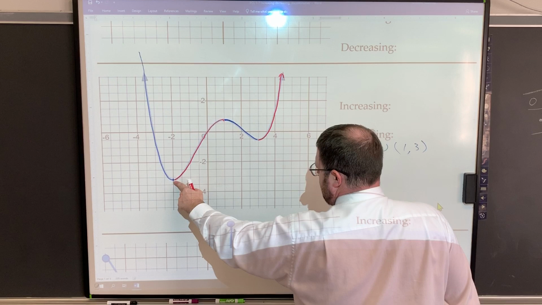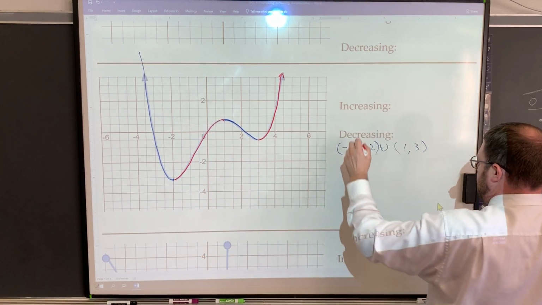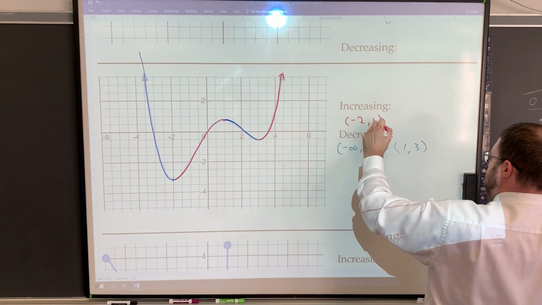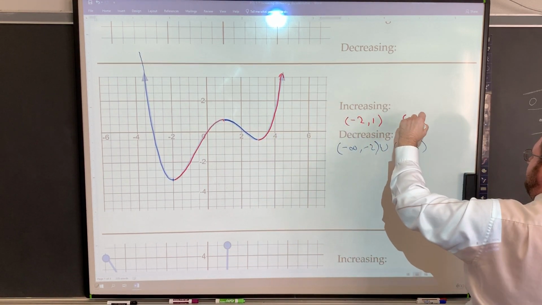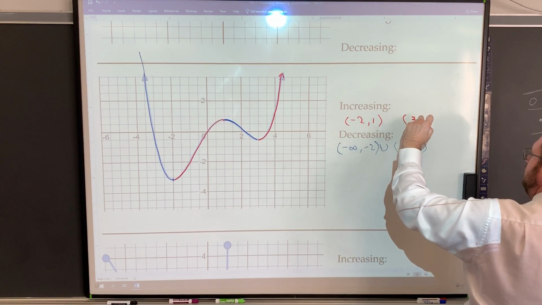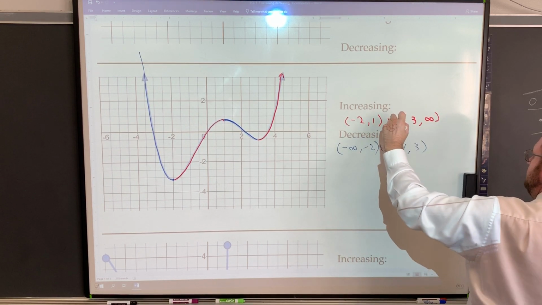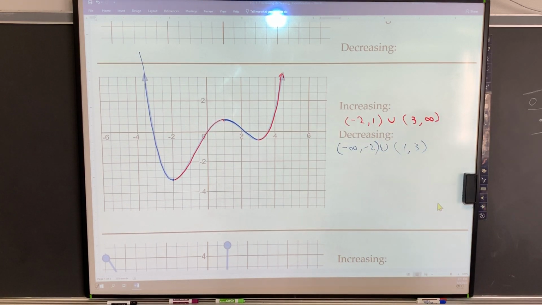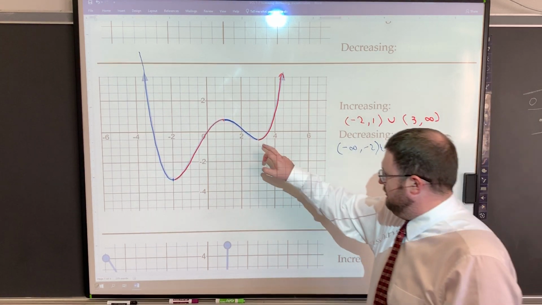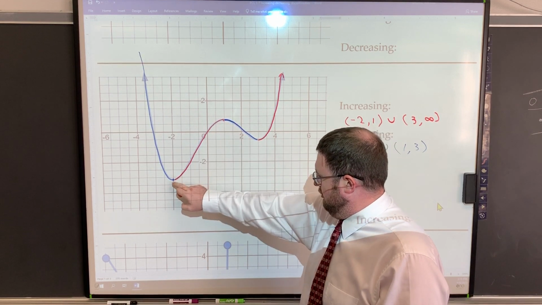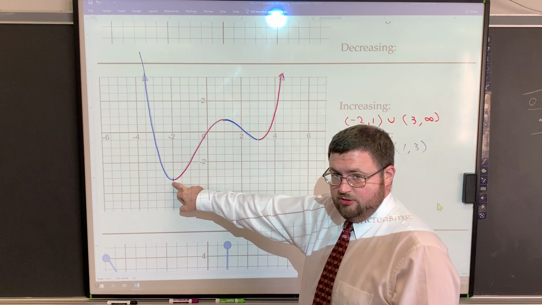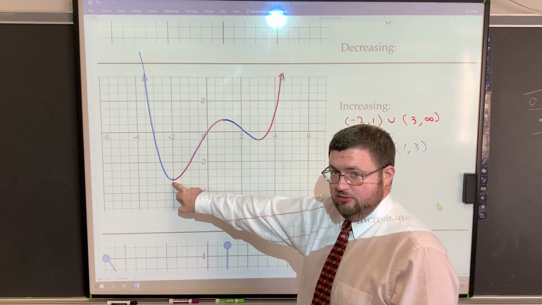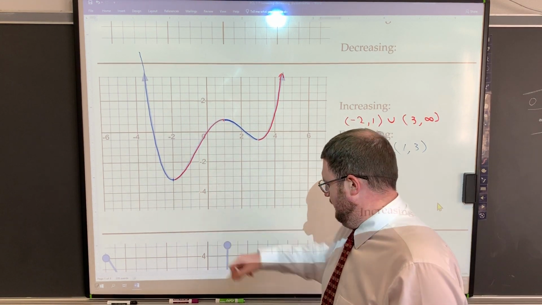Increasing from this x value of -2 to this x value of 1. And this x value of 3, and it keeps on increasing forever, which is infinity, union symbol in between the two. These turning points, I mentioned this terminology of turning points, that's the local maxima and local minima. And any of you who ever go on to calculus will also hear these called critical points.